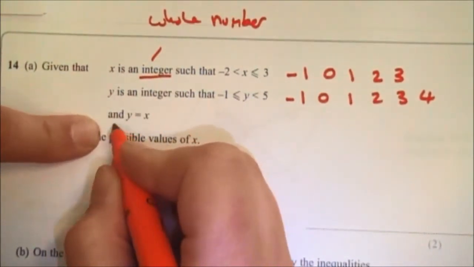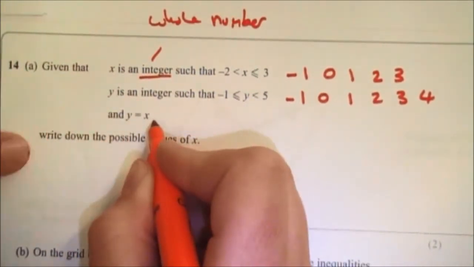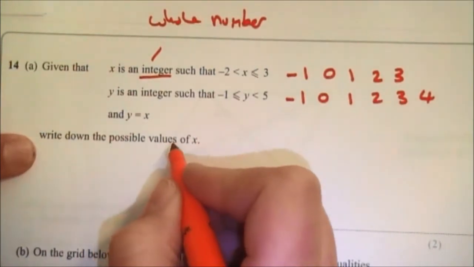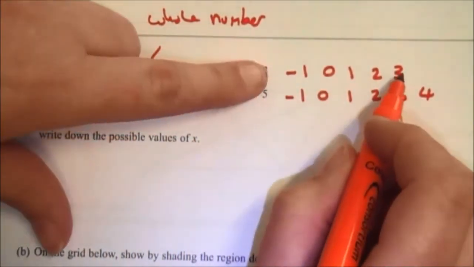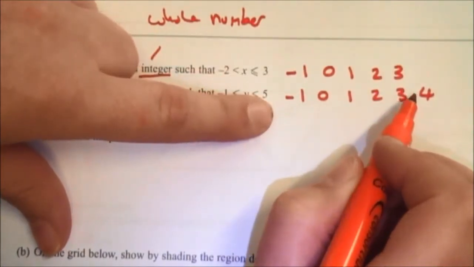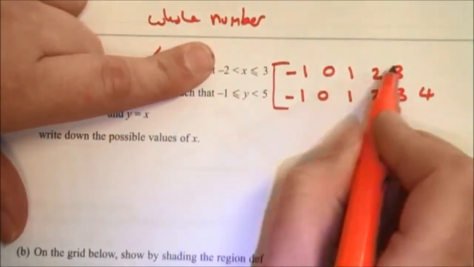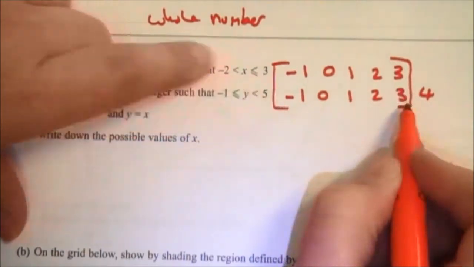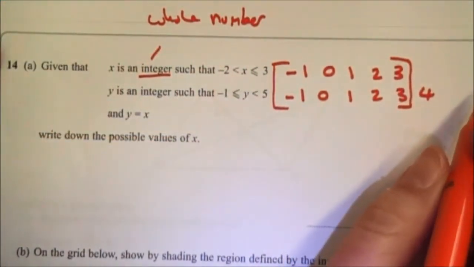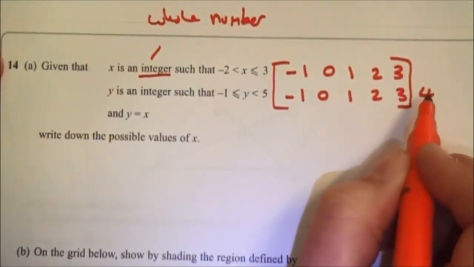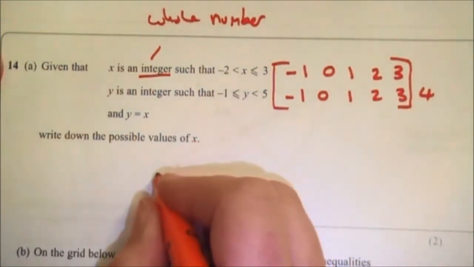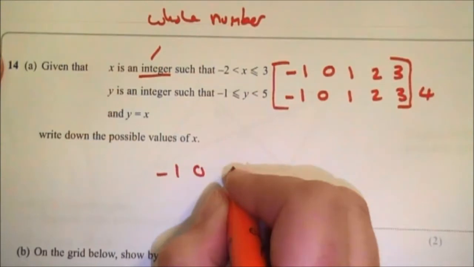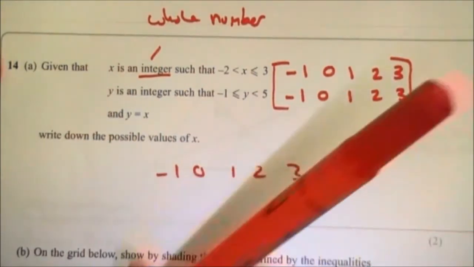So the final condition is that y is equal to x. Write down the possible values of x. Now if it's got to be equal in the y and in the x limit, then that means any of those, because they occur in each other's lists, can be the possible values of x. That can't be, because it's only a value of y. So the final answer is going to be -1, 0, 1, 2, 3.